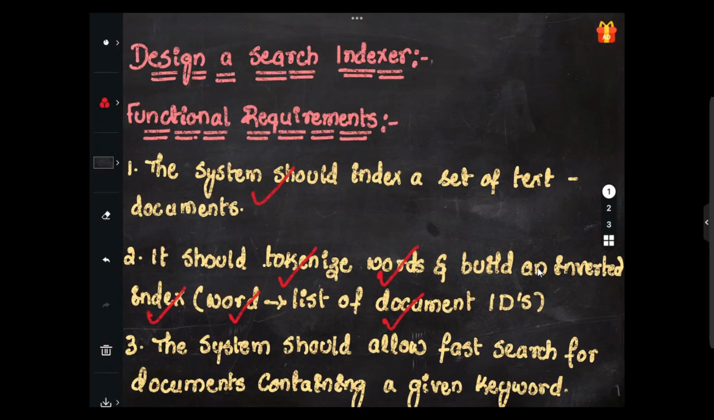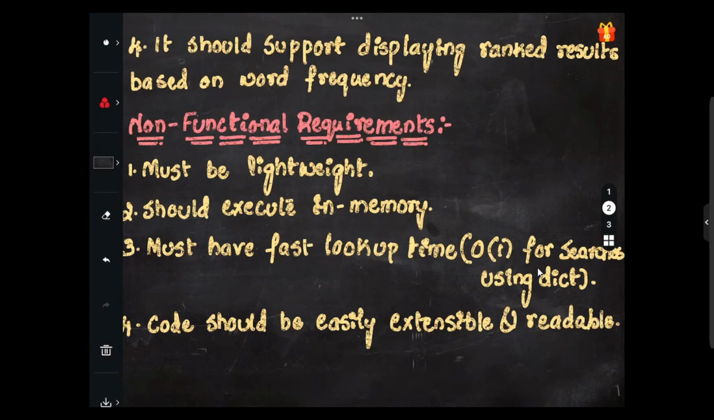The system should allow fast search for the documents containing a given keyword. So this is also one of the requirements. The final functional requirement is it should support displaying ranked results based on the word frequency. Yep. So these are some of the functional requirements.